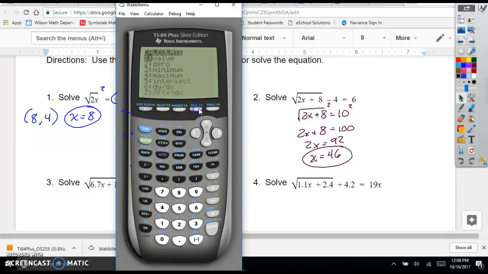You can see where these intersect. So second trace, 5, first curve, second curve, and enter. So 46 is good. So no extraneous solution. This one's correct. Okay, it works just fine. There are no other solutions.